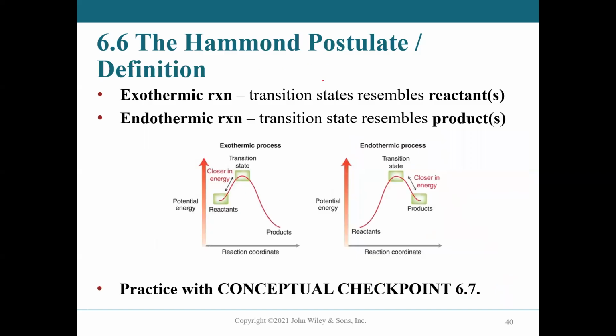So in an exothermic reaction, the transition state resembles the reactants. And in an endothermic reaction, the transition state resembles the products. So here we have exo. Remember, we're going down. Endo, we're going up. And that's what we talked about in the beginning.